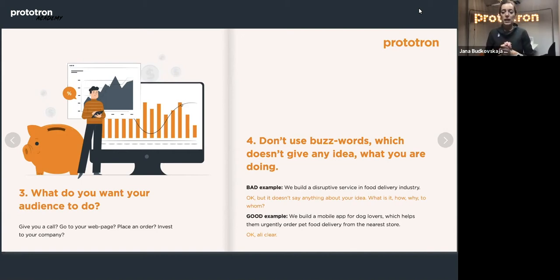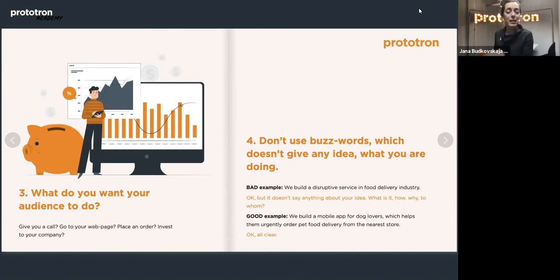So, for example, I have written here some examples. This is a one-liner, for example: we built a disruptive service in the food delivery industry. And as you can assume, it can be whatever. It can be Wolt, it can be Bolt, it can be even some new restaurant, it can be, I don't know, some app about healthy food, whatever. So from this one-liner, I have got absolutely zero information about what these guys are going to do. And this is a real one-pager. All the examples are from real one-pagers that we have gone through in Product Run.